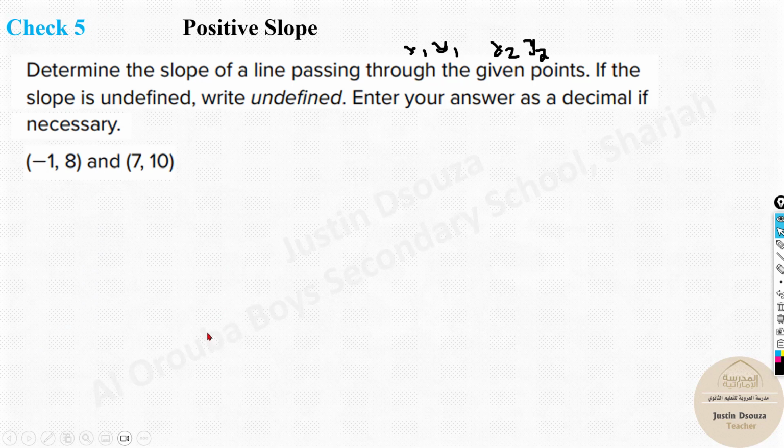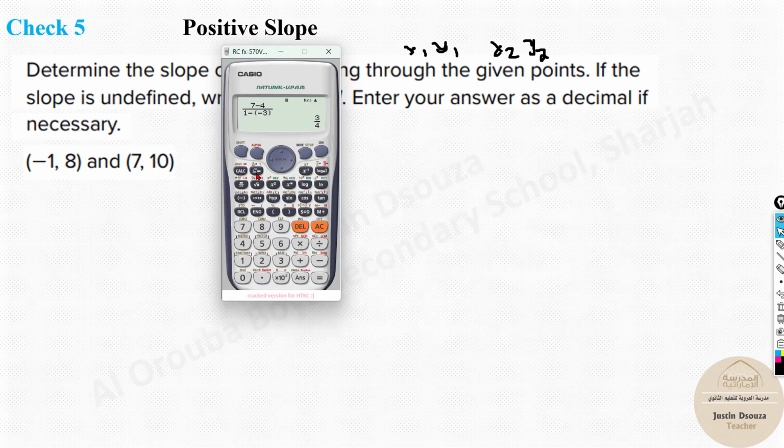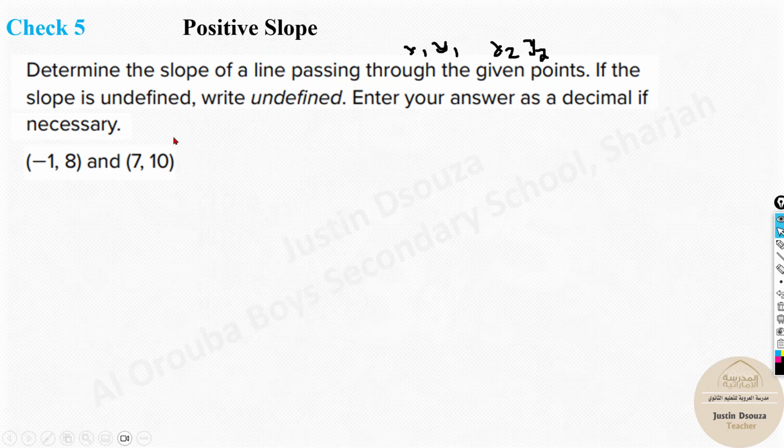Now here again it is the same thing. Please do solve it by yourselves and then check for the answers. Let's do it in the calculator now. Sorry. Now it's y2, that is 10 minus y1, 8 divided by 7 minus of minus 1. I forgot to write the minus. Let me just go back. Here the answer is 1/4, quarter, or 0.25. This is how you solve this problem.